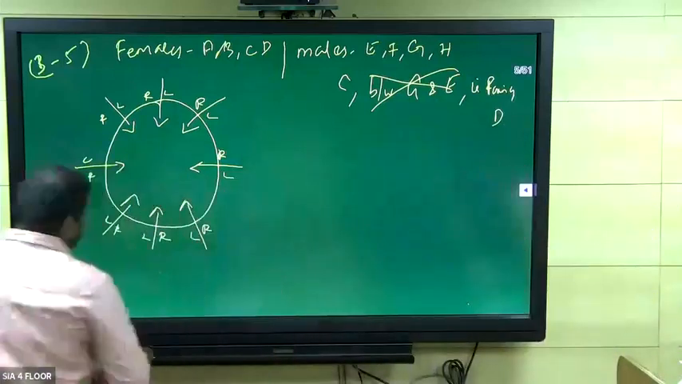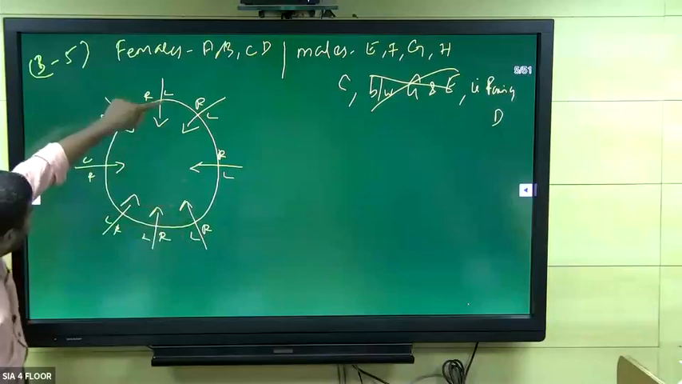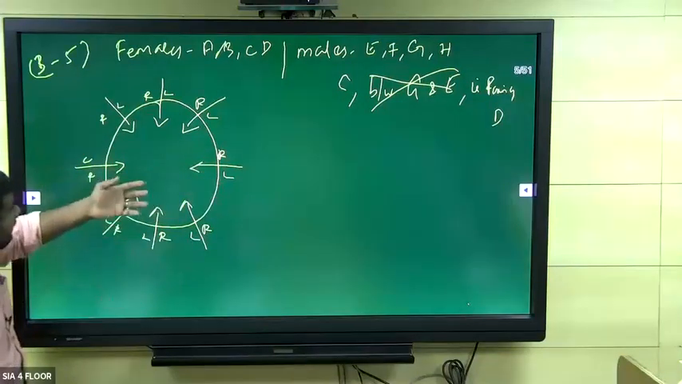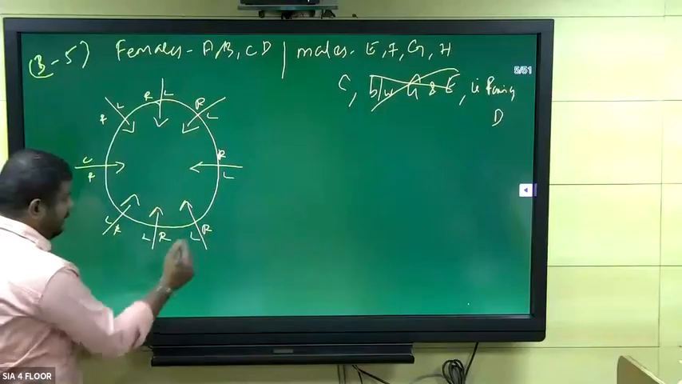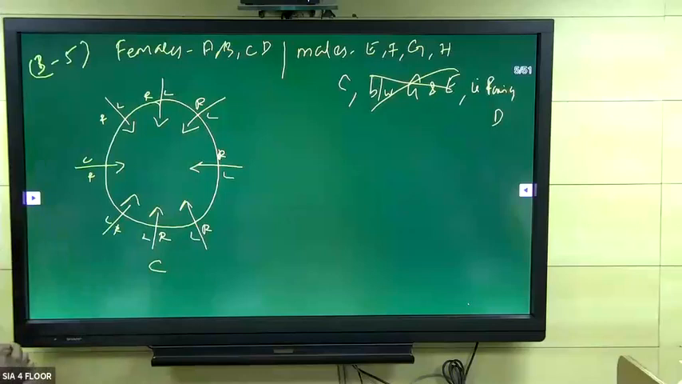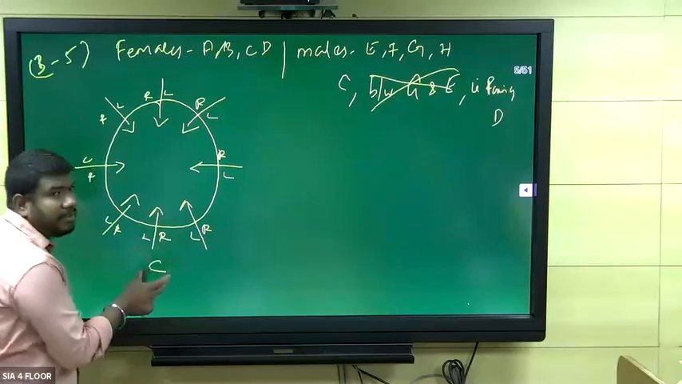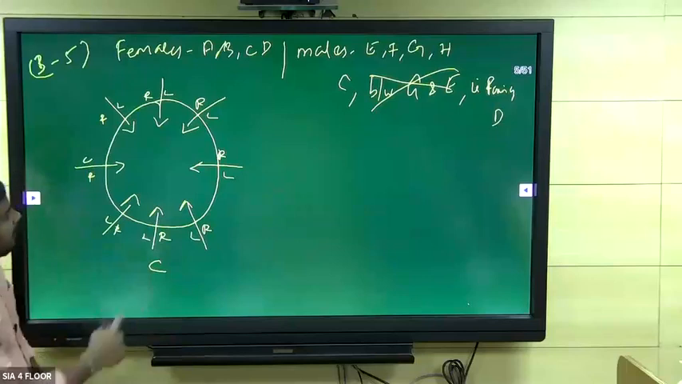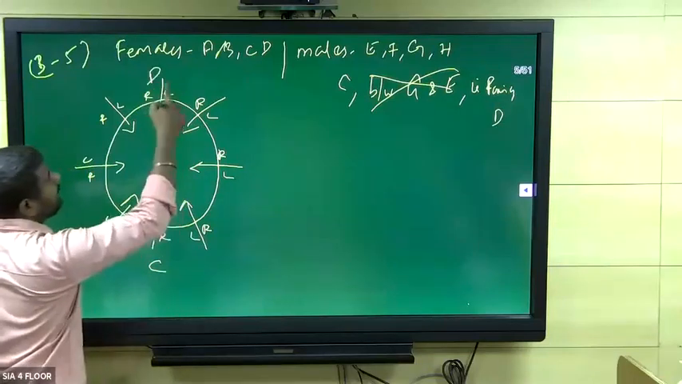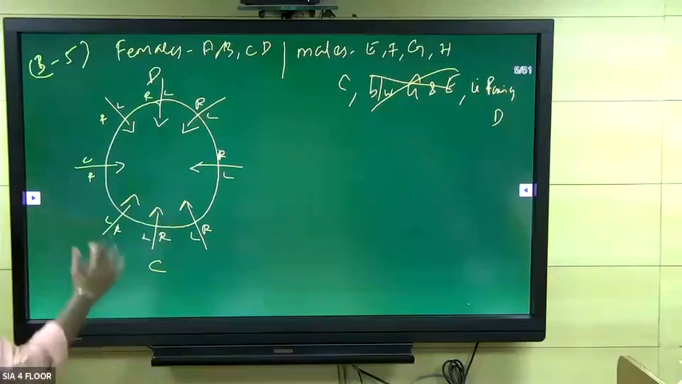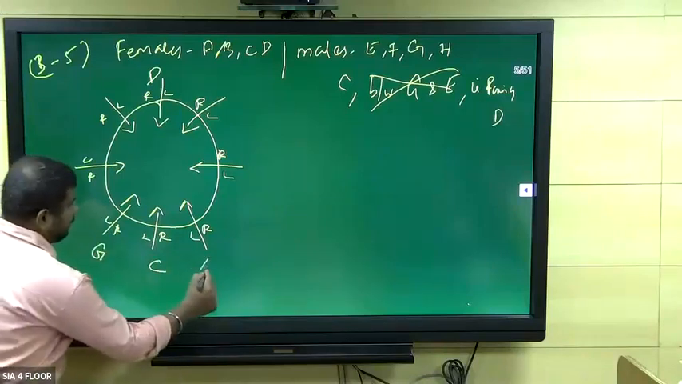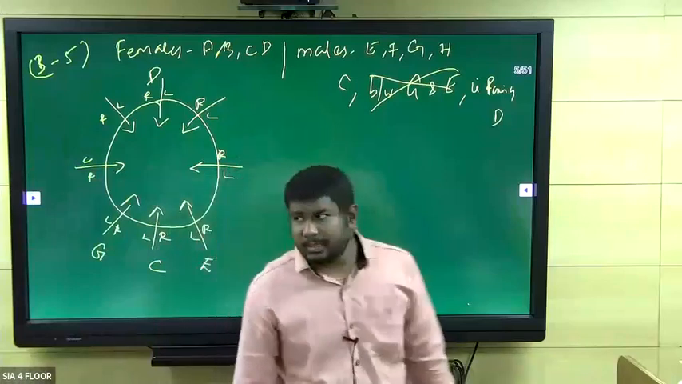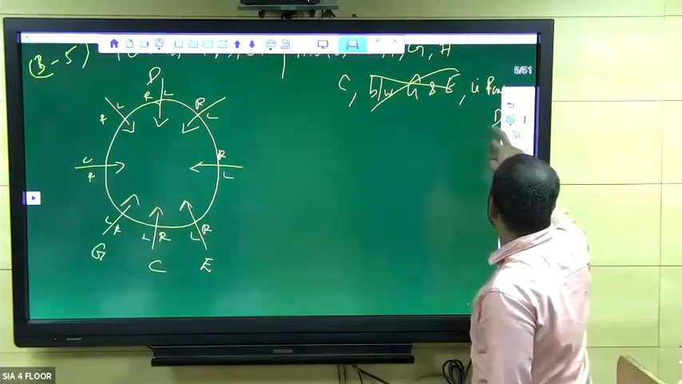Now listen here. We have 8 places here, 8 positions. You can write C anywhere, no issues, but for ease, I always write the first person here. So C is facing D. Clear? And C is sitting between G and E. That means like this. Is it clear? Yes.